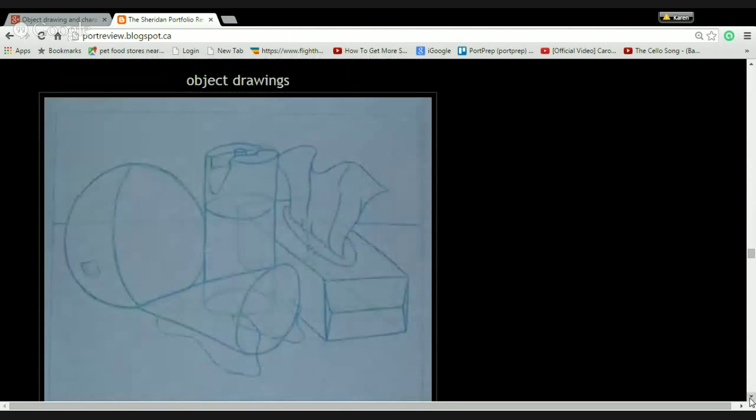So here's his objects. Hey, Julia, do you think you could sit on a different stool? It creeps less. Thanks.